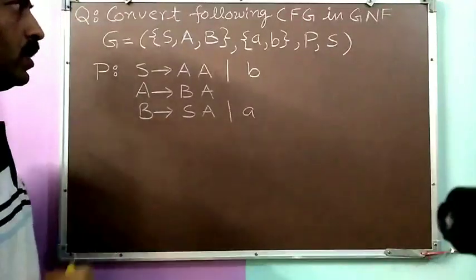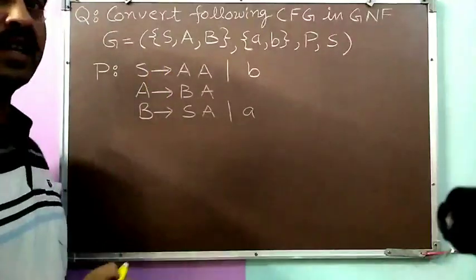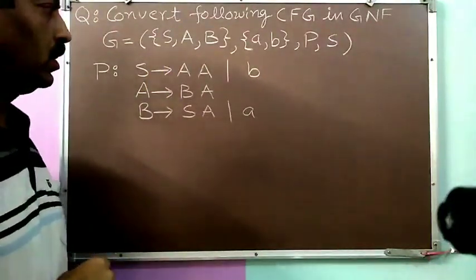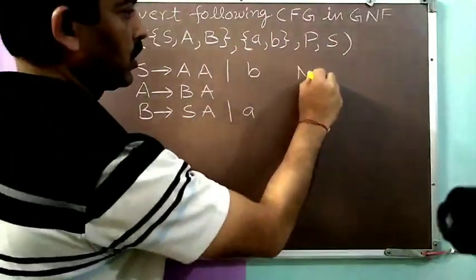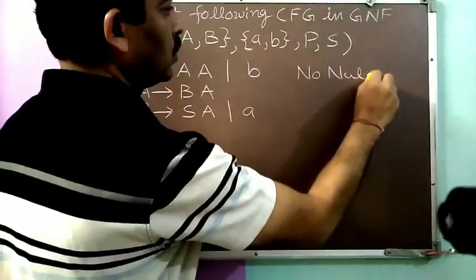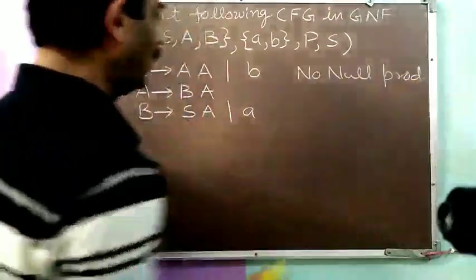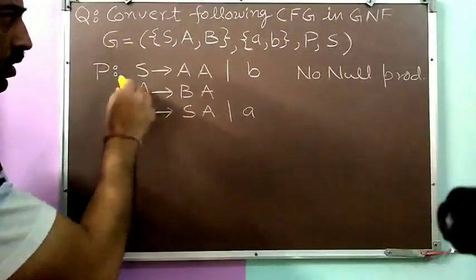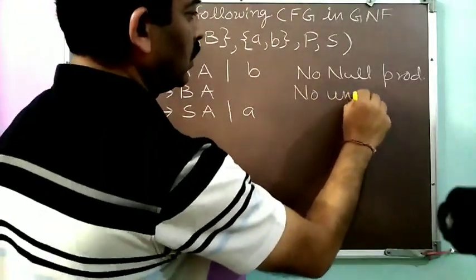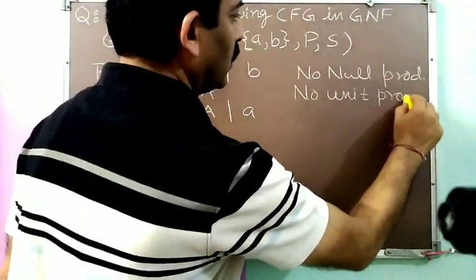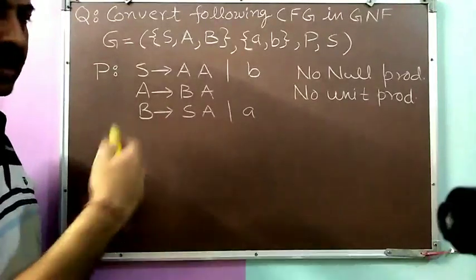So as per our procedure, in step 1, we first have to check whether our grammar contains any null or unit productions or not. Just check here, we can observe that there is no null production. Now we'll look at whether there is a unit production or not. We can observe that there is no unit production. So as there is no null and unit production, we need not perform these steps.